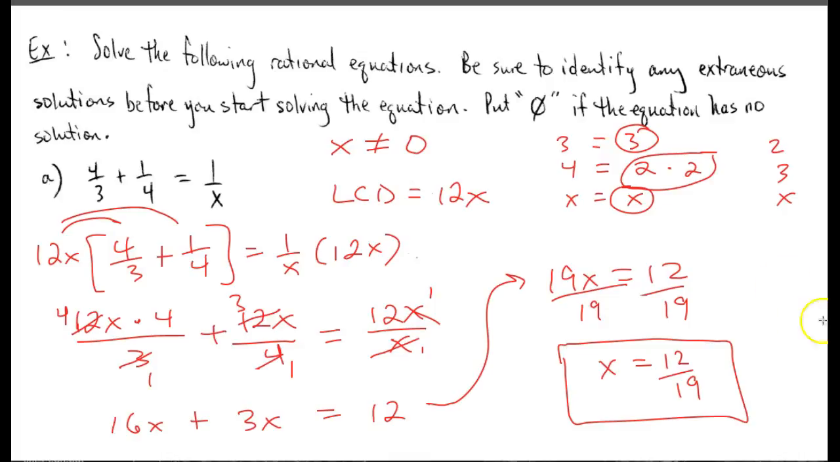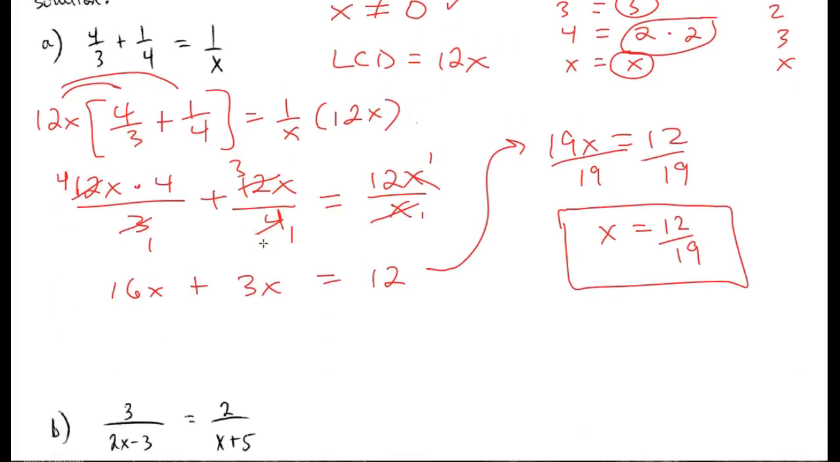Now, notice that 12/19 is not the same thing as 0. So therefore, we can actually keep this solution, and it is valid. And because of this, we do not have to go through the process of plugging in 12/19 back into this particular equation to see whether it actually works or not. We know that it does. So that is this particular example.